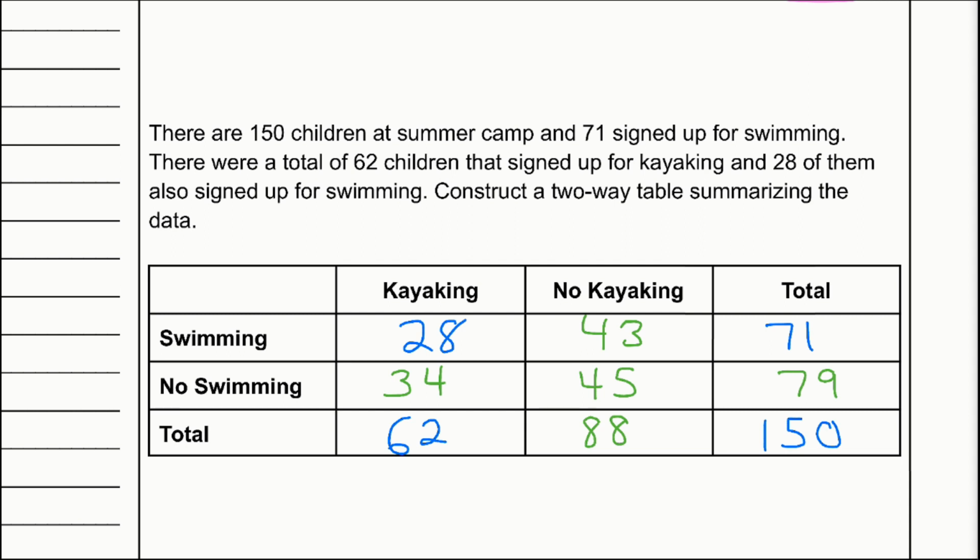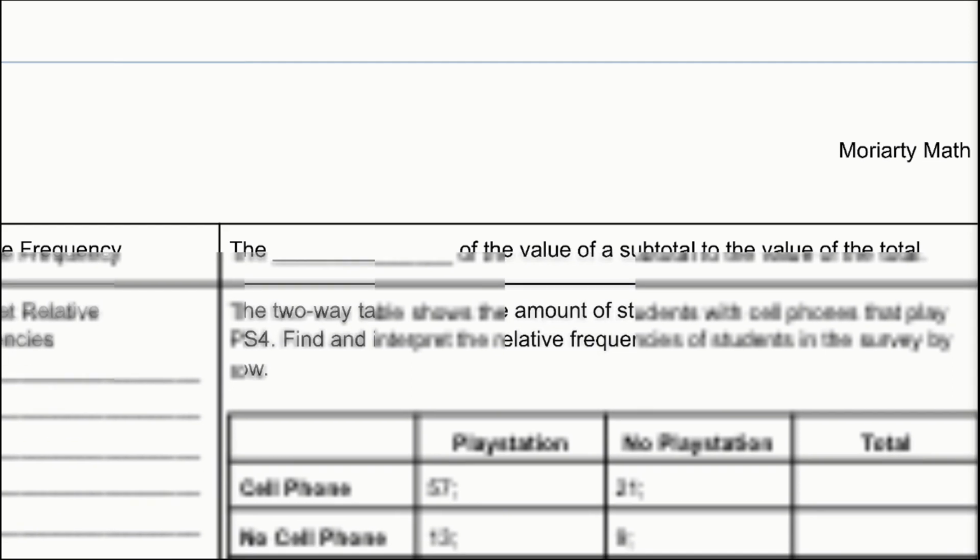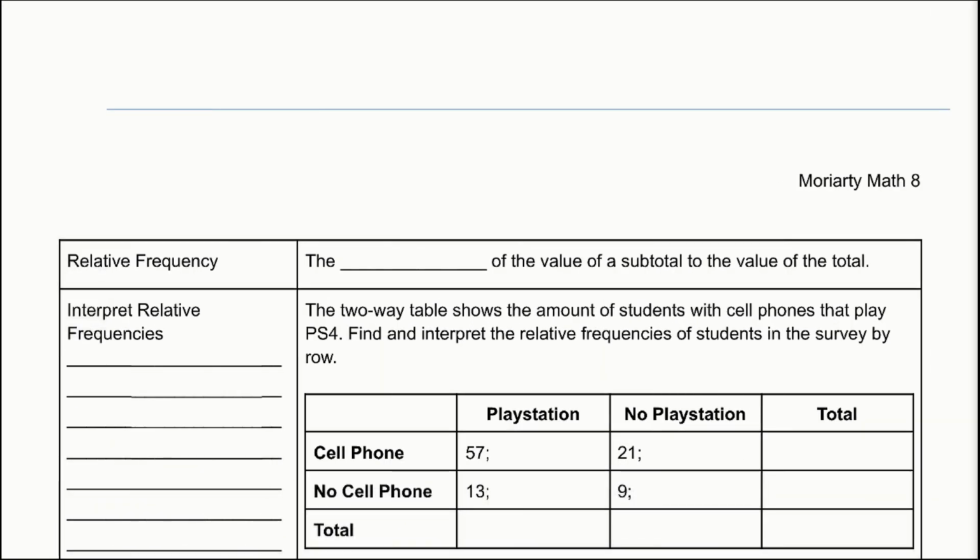All right, back side we're going to do a little bit more, but this is pretty much the extent of it. So we do have two-way tables that are kind of already, actually one of them's filled out, the other one is not. So here's the back side. Okay, we're going to talk relative frequency.